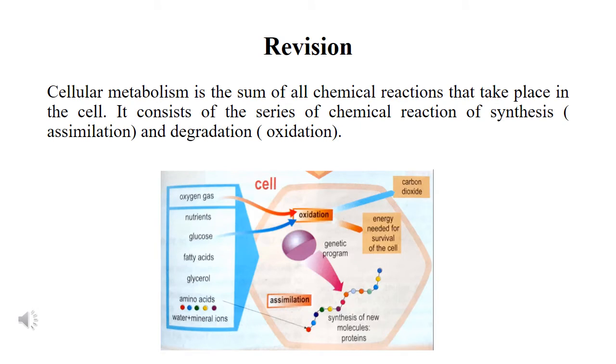A small revision about cellular metabolism. It is the sum of all chemical reactions that take place in the cell. It consists of the series of chemical reactions of synthesis, assimilation and degradation, oxidation. Look at the picture. When the cell consumes oxygen gas and glucose, it undergoes oxidation to produce energy and carbon dioxide. This energy is used by another mechanism called assimilation to produce organic matter.